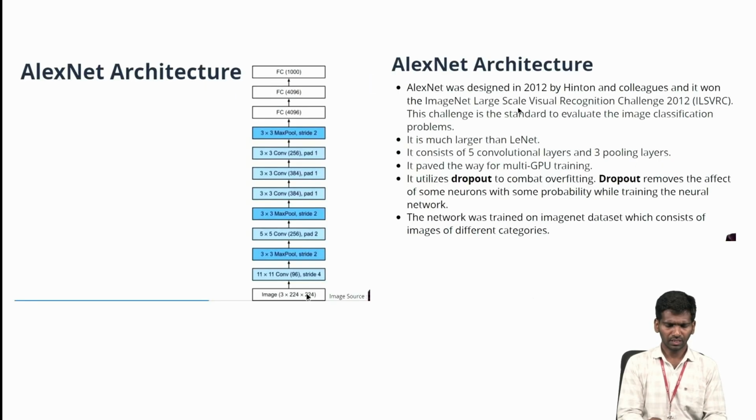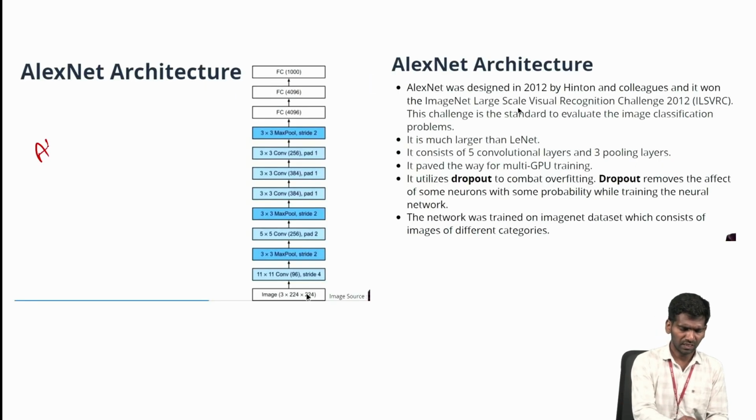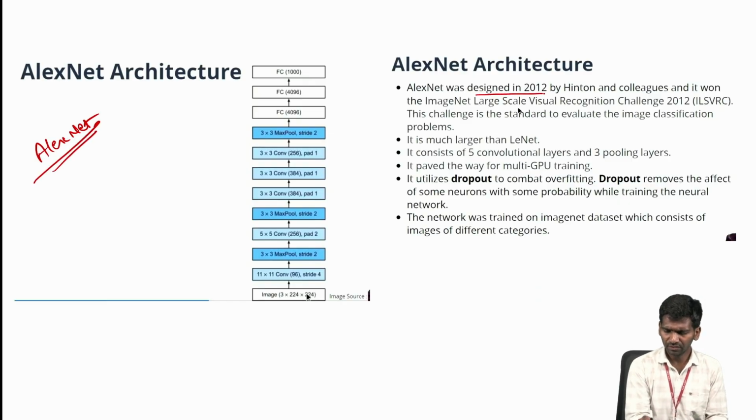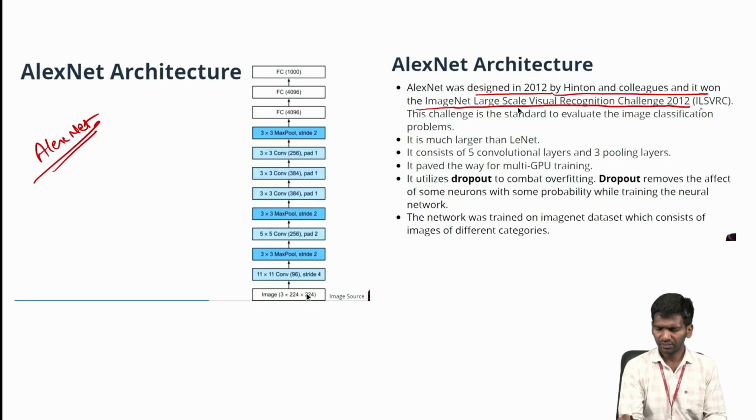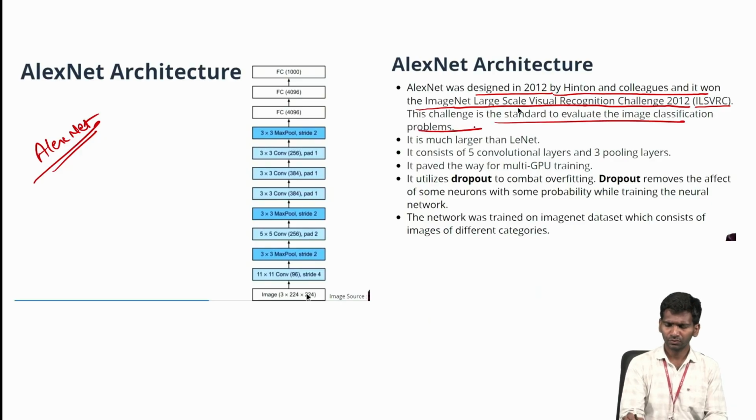Okay, next architecture was AlexNet. So what is this? Who invented this? It was designed in 2012 by Hinton and colleagues, and it won the ImageNet Large Scale Visual Recognition Challenge in 2012. We can call it ILSVRC also. This challenge is the standard to evaluate image classification problems.